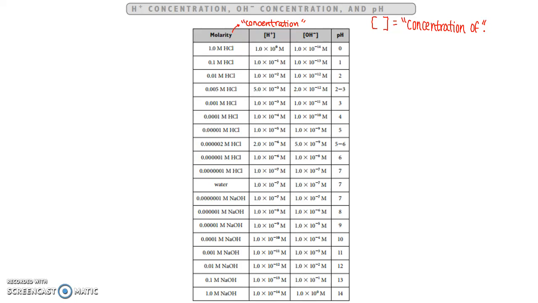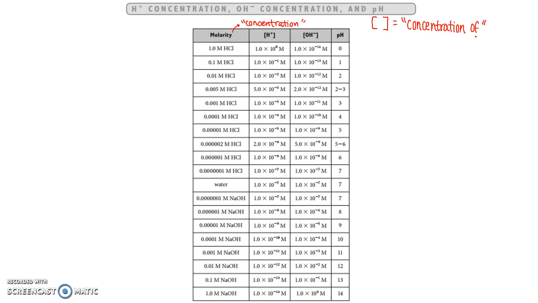So if it's H plus inside the brackets, then it's the concentration of H plus. If it's OH minus in the brackets, then it's the concentration of OH minus. If it was HCl in the brackets, then it'd be the concentration of that hydrochloric acid. So the brackets just mean the concentration of it, or another word, the molarity of it.